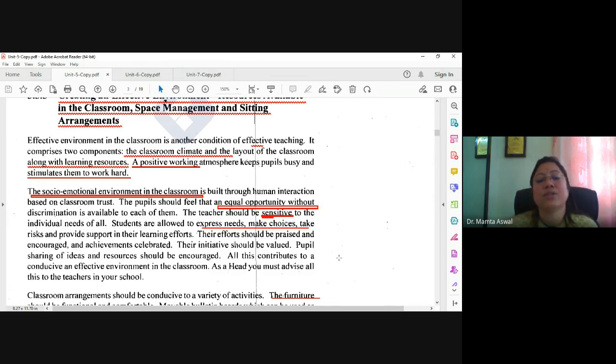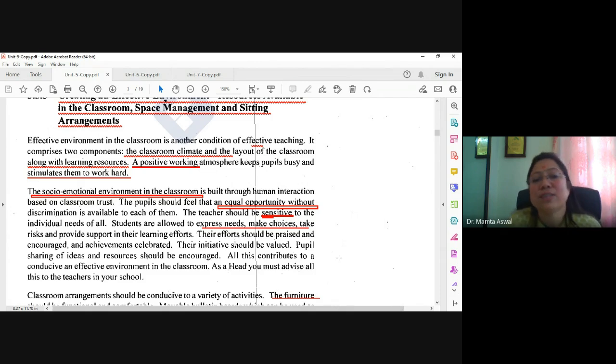Besides that, the teacher must be sensitive to the needs of the children. We have heard about individual differences. In psychology, basically, we talk about individual differences. Every child is different from the other child, so every child's needs are different from the other child's needs. Those needs must be taken care of while you are inside the classroom.